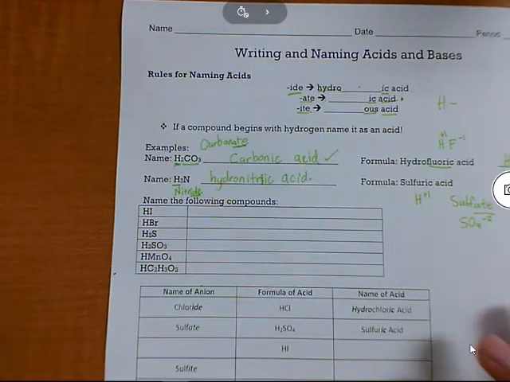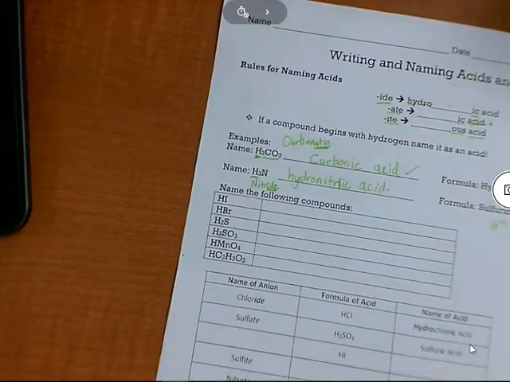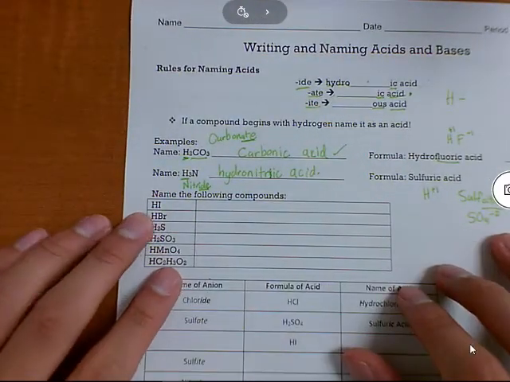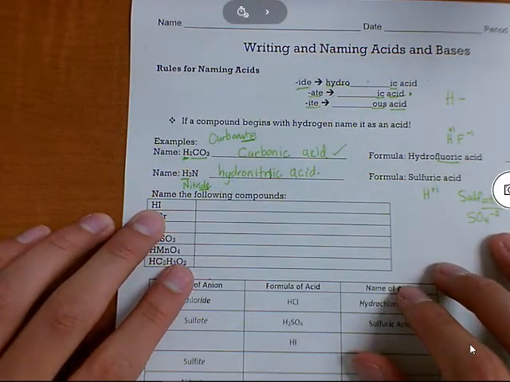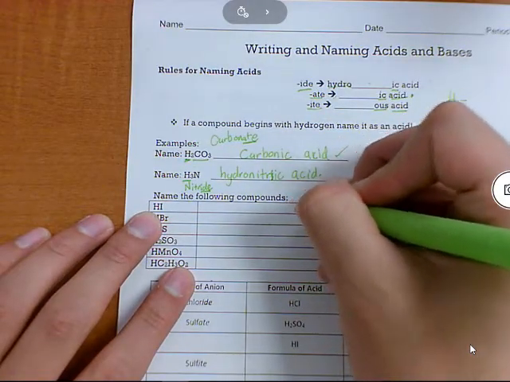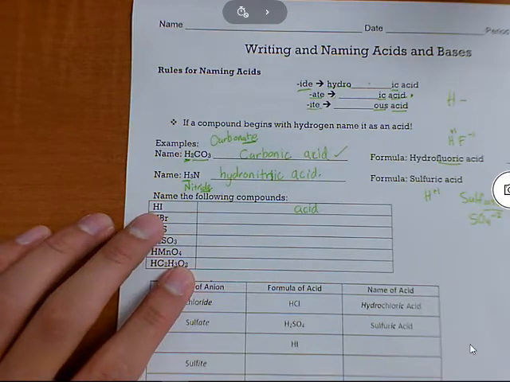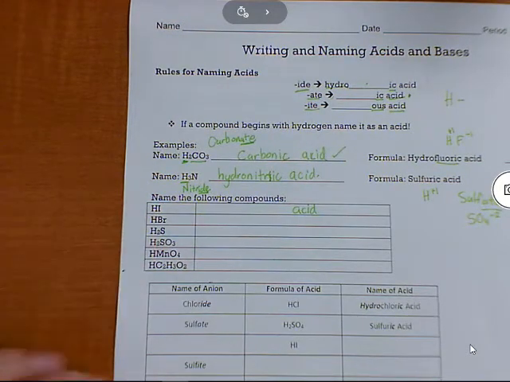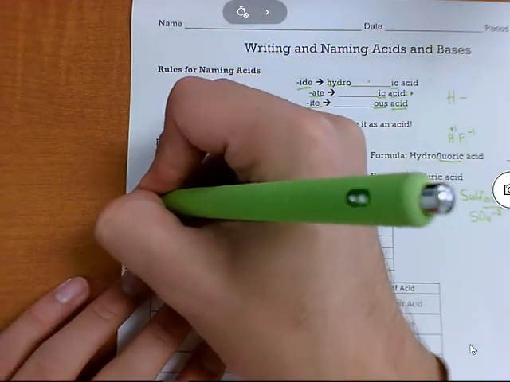Okay. Let's go to these examples where I'm just naming them. I have HI. That's obviously an acid. Well, what is I? I is iodine.